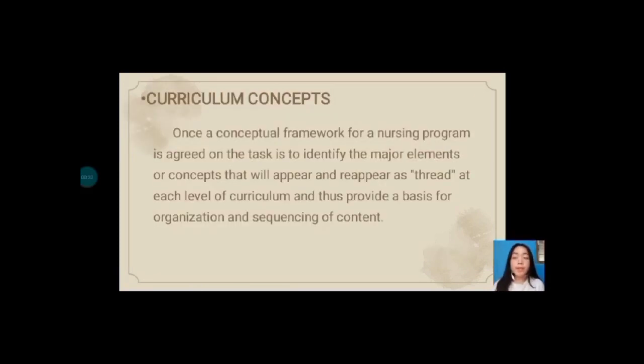The first one is curriculum concepts. Once the conceptual framework for a nursing program is agreed on, the task is to identify the major elements or concepts that will appear and reappear as threads at each level of the curriculum, and thus provide the basis for organization and sequencing of content. So most undergraduate nursing conceptual frameworks minimally describe the concepts of health, person, environment, and nursing. So each of the central concepts should be defined, and the linkage between and among the concepts should be explained to unify or interrelate the details.